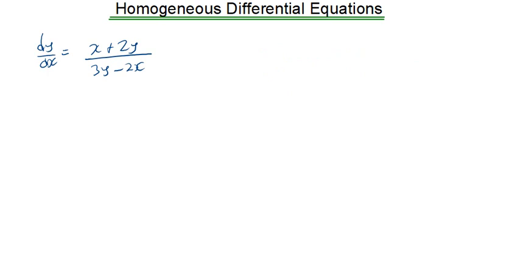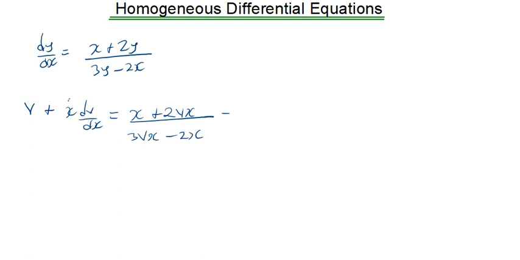Okay, so we can do the substitution now. My dy/dx is simply v plus what? v plus x dv/dx is equal to... So in this case, on the other side, I'm going to have x plus what? 2vx divided by what? 3vx minus 2x. You factor out the x: you have your x here, 1 plus what? 2v divided by what? You're going to have your x here, 3v minus what? 3v minus 2. That and that go, and you remain with that.